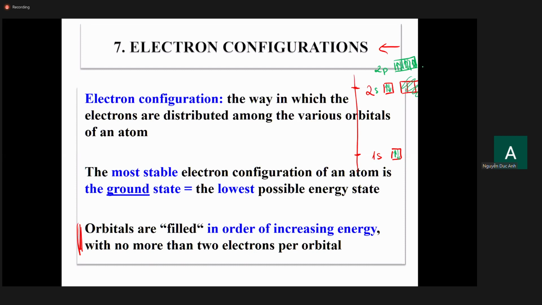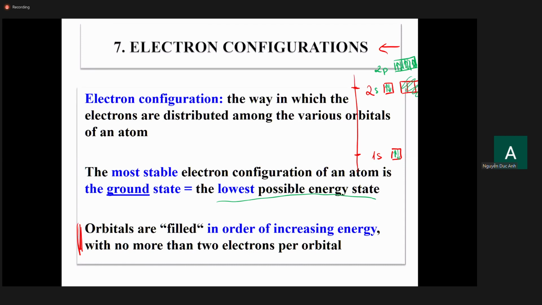Okay, the rule will be explained to you after. So in the normal state or ground state of an atom, this one will be the most stable electron configuration, or the most stable state of energy. It means the atom will prefer to set the electrons in the orbitals with the lowest possible energy state. This is the most stable state of the electron configuration.